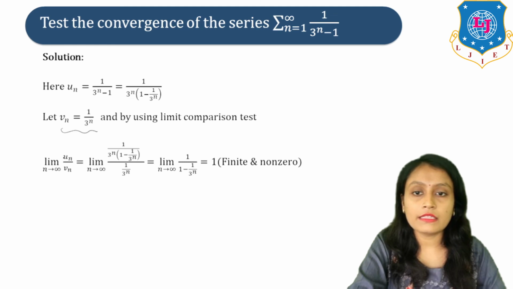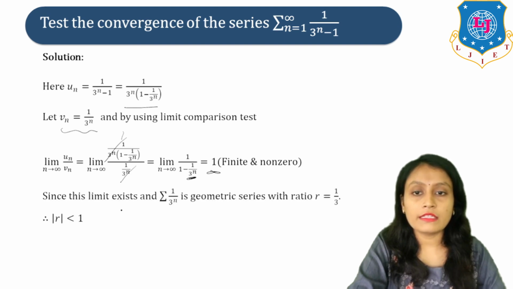Okay, and we will apply the limit, so you will get limit n tends to infinite un upon vn equals to limit n tends to infinite. This is our un and vn. This 1 upon 3 raised to n will get cancelled, and what will remain is this. Now as n tends to infinite, this term will go to 0. So what will remain is 1, which is a finite and non-zero term, right?